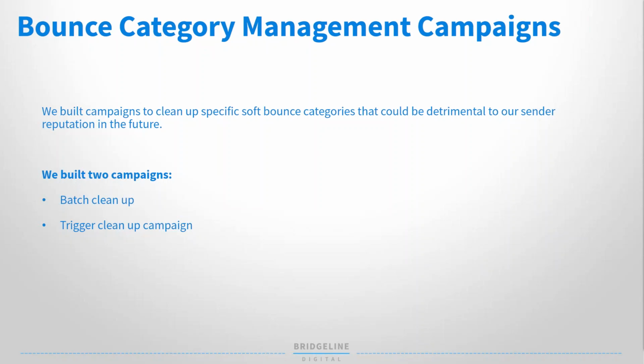So with that in mind, we created 2 campaigns. A batch cleanup campaign to scrub all existing emails that have poor soft bounce categories and then mark them as invalid. And then a trigger cleanup campaign to catch them as we go. We saw really great success with these campaigns. It gave us a way to ensure our deliverability will remain high, but most importantly, our open rates would climb.